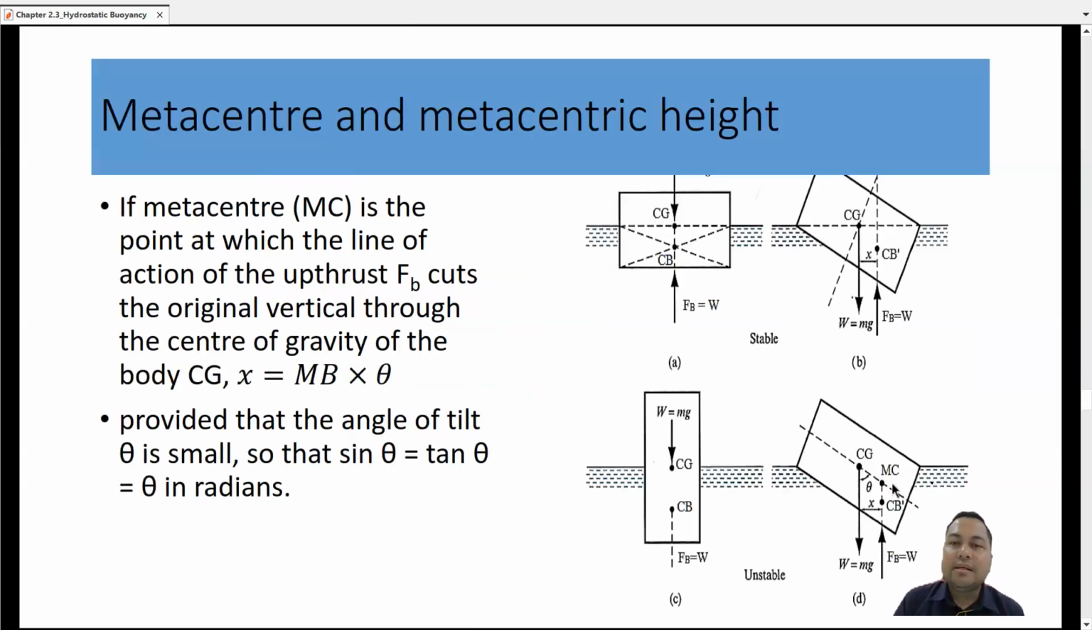Okay, let's move on to the metacenter and metacentric height. Metacenter MC is the point at which the line of action of the upthrust cuts the original vertical through the center of gravity of the body. So X is equal to MB times theta, provided that the angle of tilt theta is small, so that sine theta is equal to tangent theta, which is equal to theta in units of radians.